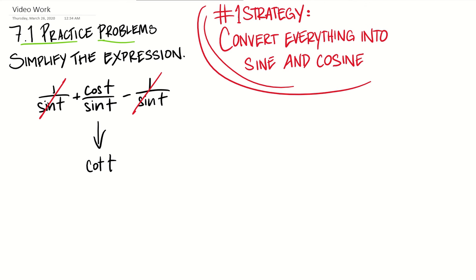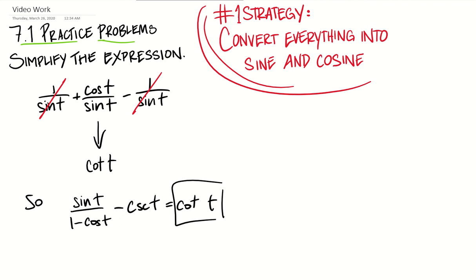Our final expression simplifies down to cotangent of t. Basically, the expression that we were given in the problem, sine of t over 1 minus cosine of t minus cosecant of t, gives us cotangent of t. Looking at this final statement, it doesn't look that intense or that much work, and really all that we did is basic algebra.